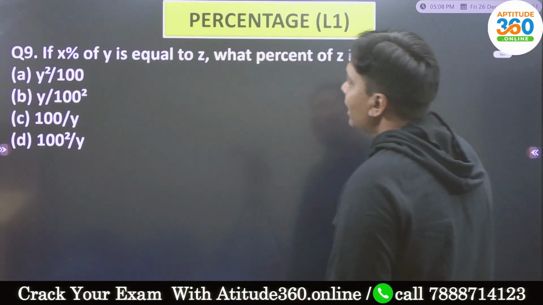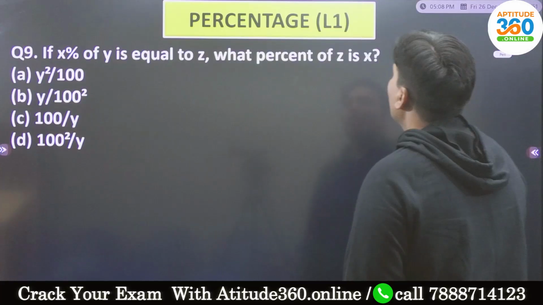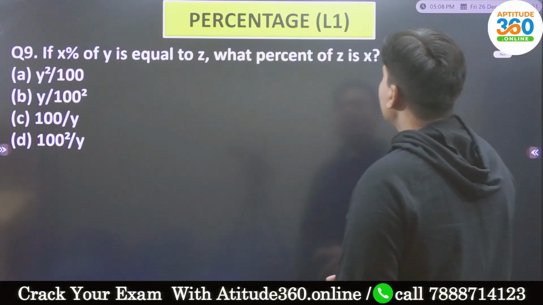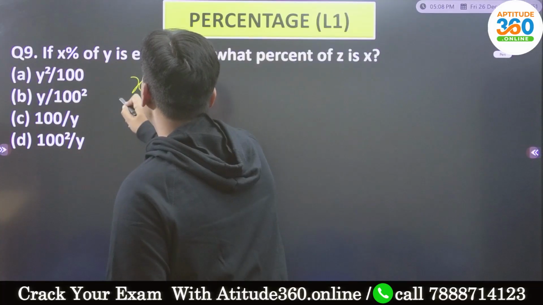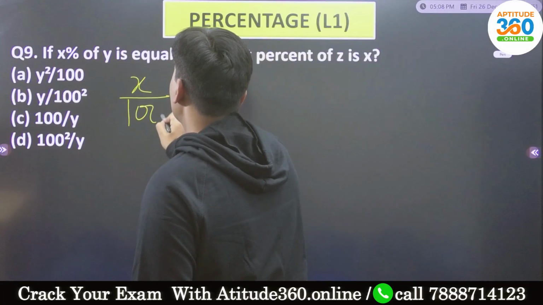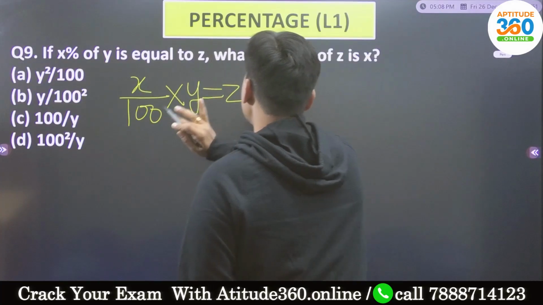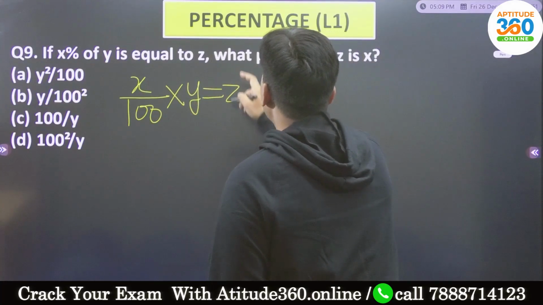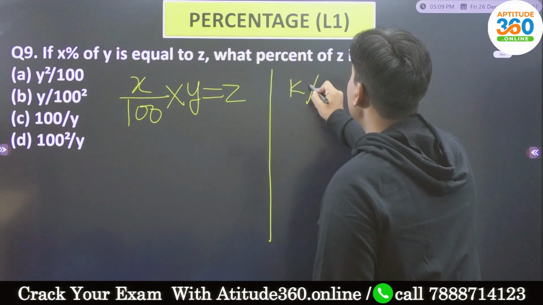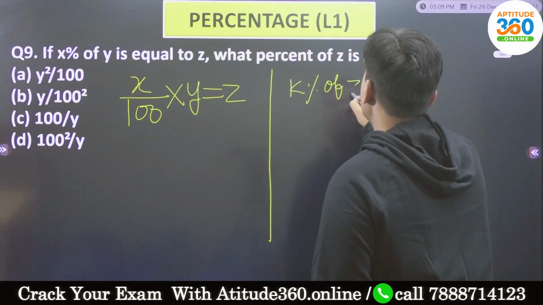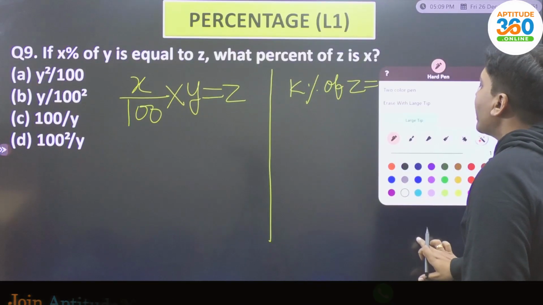What does this problem say? If x% of y is equal to z, what percent of z is x? If x% of y is equal to z, that is one thing that we are learning. What percent of z is k? So I will say that okay, k percent of z is x, and what is that I should do? I should be finding out the value of k.